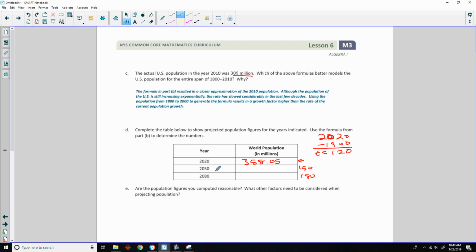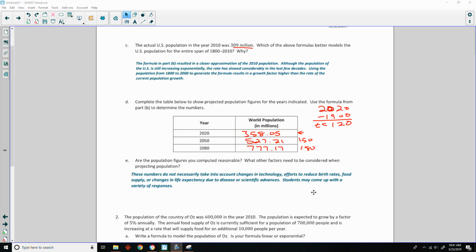358.05. 2050 would be 527.21. And then when I plug in the 180, I get 777.17. E says, are the population figures you computed reasonable? What other factors need to be considered when projecting population?